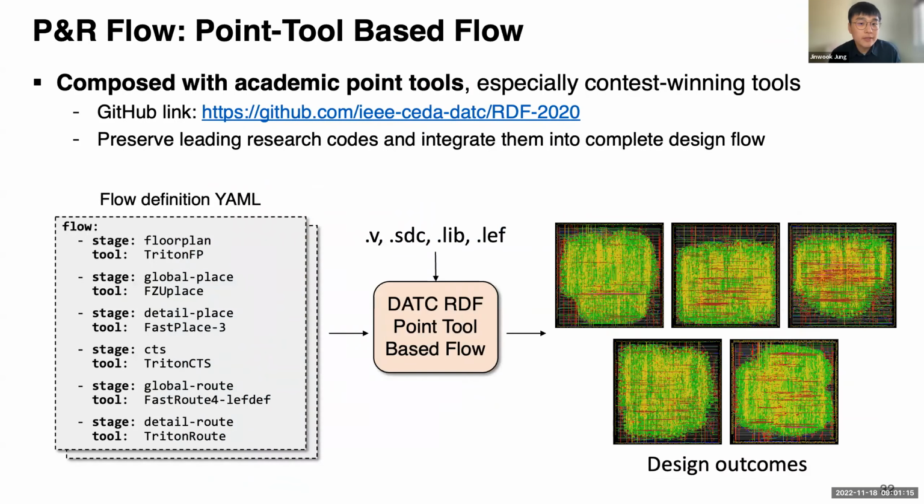And RDF also has another PNR flow composed with the academic point tools, which are basically the CAT contest outcomes or winning tools. And the purpose of this flow is, first, we want to preserve the leading research code into kind of a flow shape. And we also want to foster flow scale research based on such enablement. And the pointer-based PNR flow takes a flow definition file, which is described in YAML format shown in this slide. Then it composes the PNR flow accordingly and generates the design outcomes as shown here.